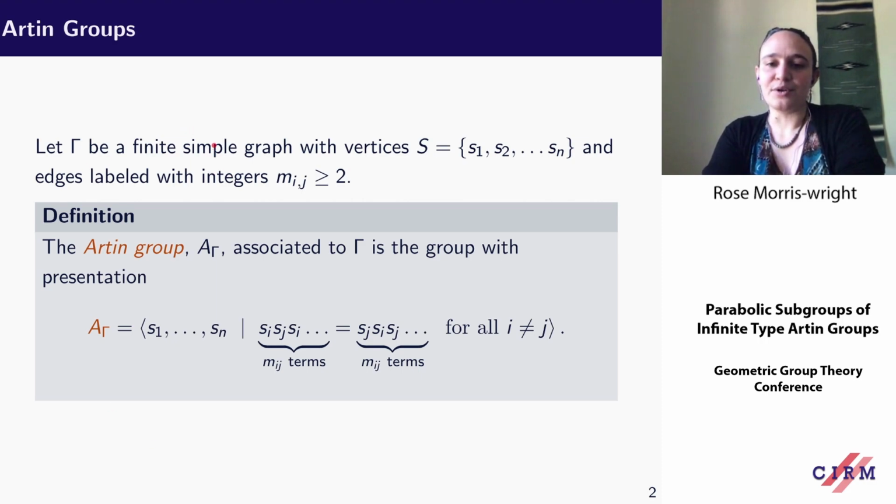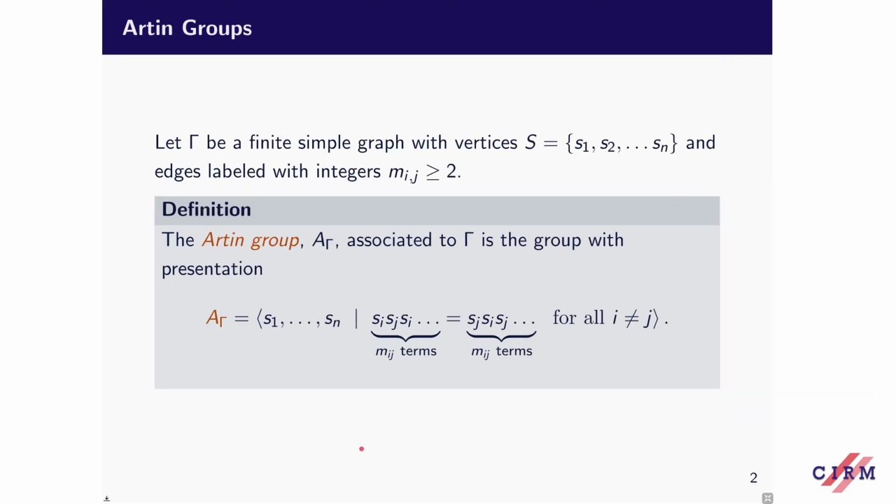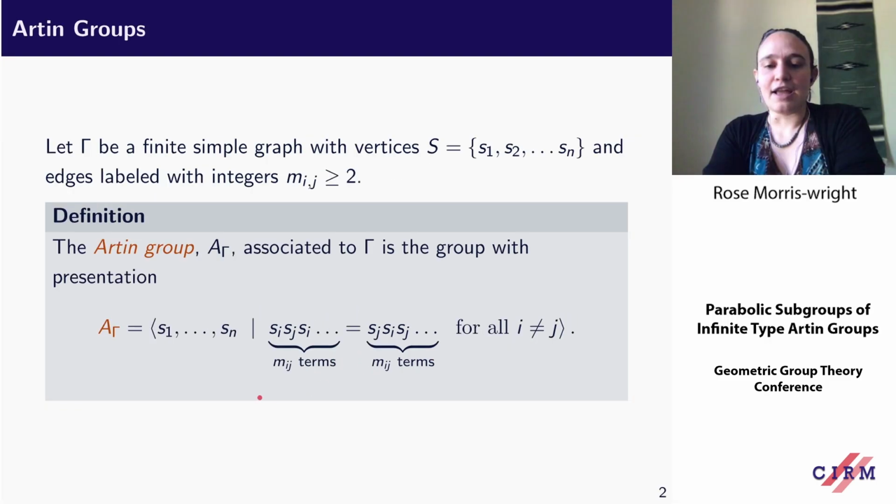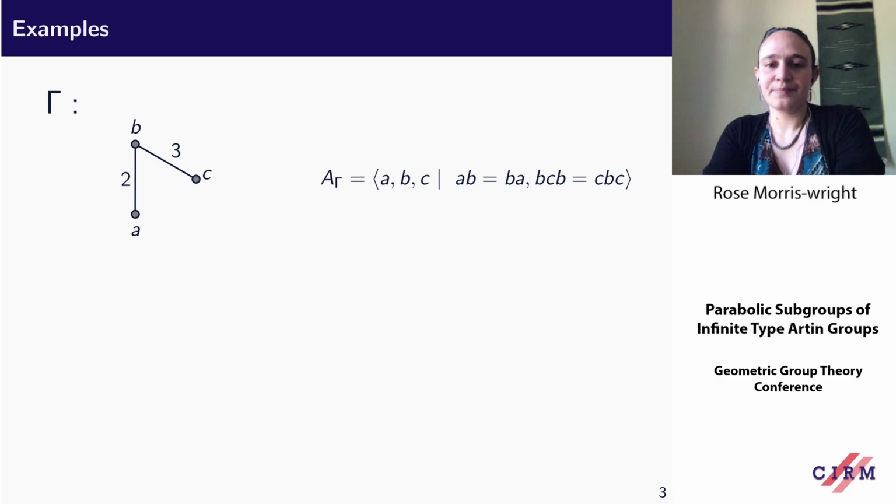It's going to be a simple graph, so no loops or multi-edges. The set S is representing the vertices in the graph. And each edge in the graph has a label with an integer that's greater than or equal to 2. And then from this graph, we get this group presentation that's outlined right here. The vertices represent the generators in the group, and each relation comes from an edge in the graph, and it has this alternating pattern. So if there's an edge labeled 3, for example, then I would get SiSjSi equals SjSiSj. So let's just look at a brief example of this to see what it looks like.